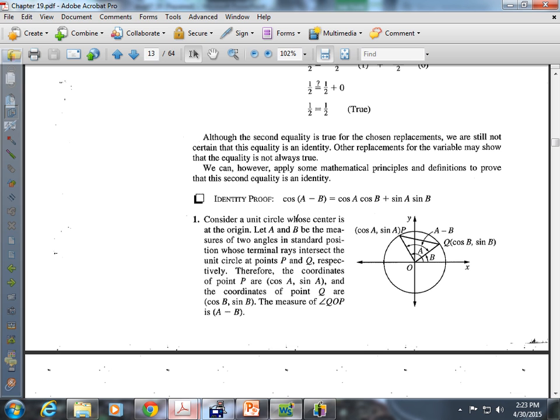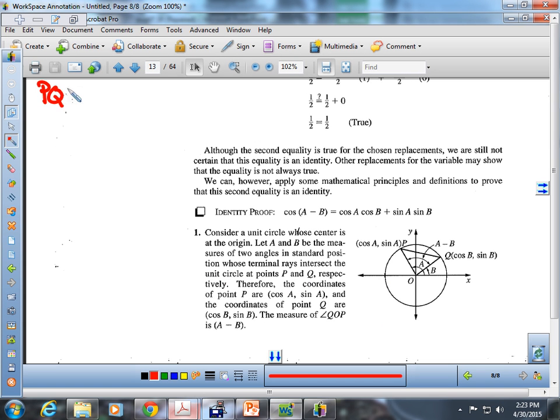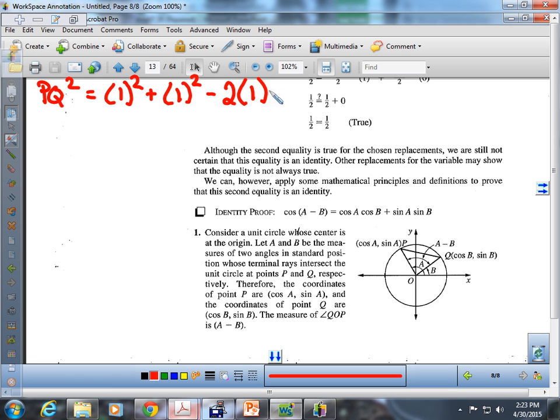Law of cosines tells me that the square of my third side is equal to the square of my first side plus the square of my second side minus 2 times the product of the first and second side times the cosine of the included angle, right? I now have two formulas, both finding what measure?